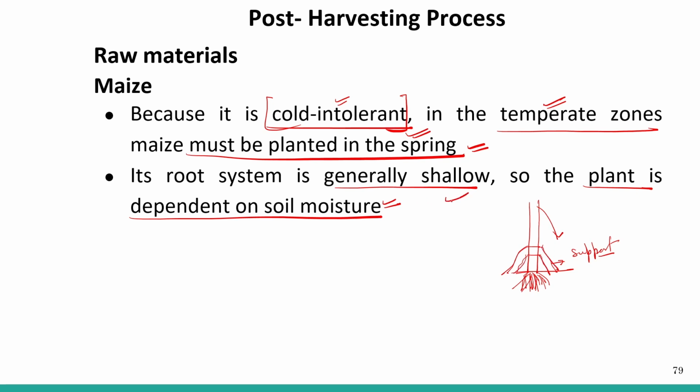So the root system is generally shallow, so the plant is dependent on the soil moisture. Whatever soil moisture is there, that only it can take. It cannot go deep to search for water, or take the water which is available below.